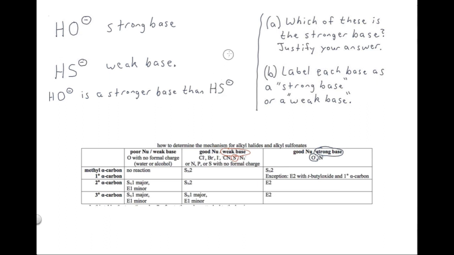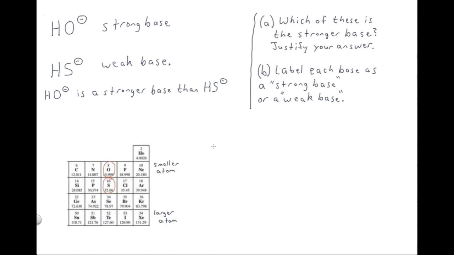We still haven't finished the problem, we haven't justified our answer. The table doesn't tell you why O minus is a stronger base than S minus. So the new material we have to learn here is how to justify why O minus is a stronger base than S minus. You might want to pause the video and see if you can come up with a justification for that on your own. Well, we can find oxygen and sulfur in our periodic table, and we can see that they're both in the same column of the periodic table.